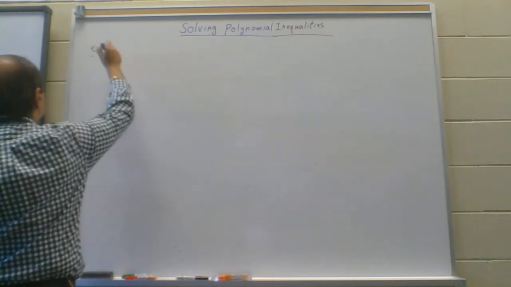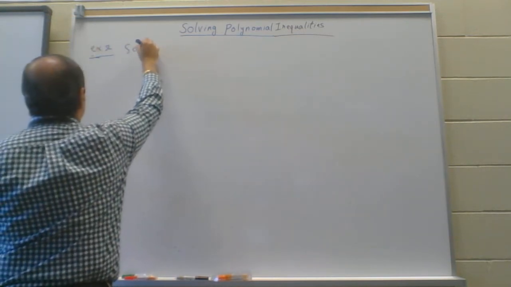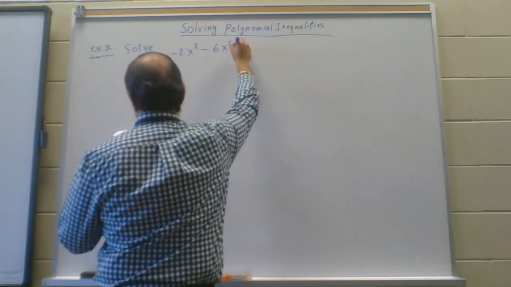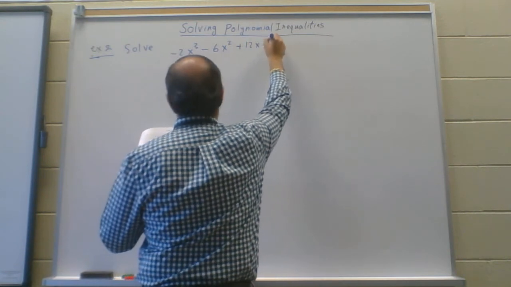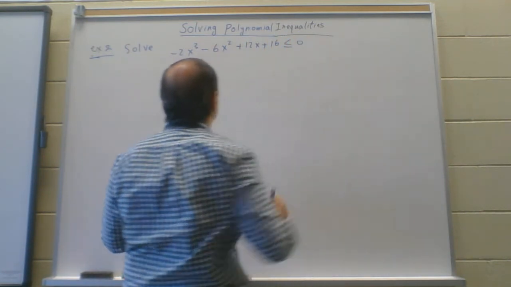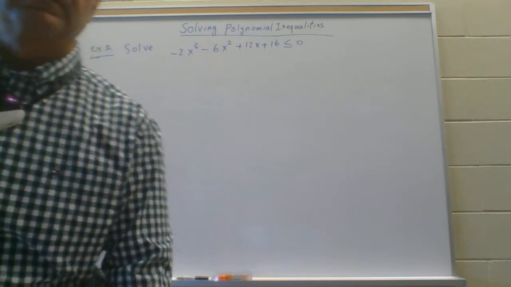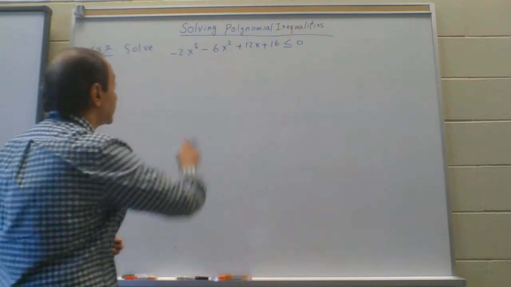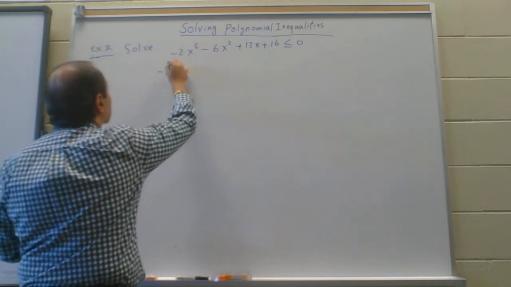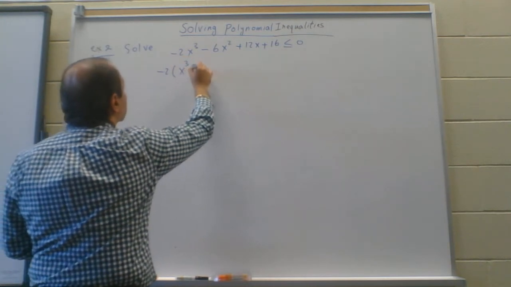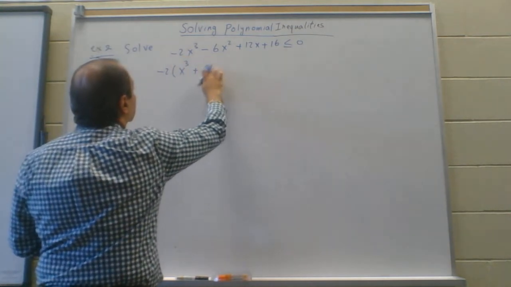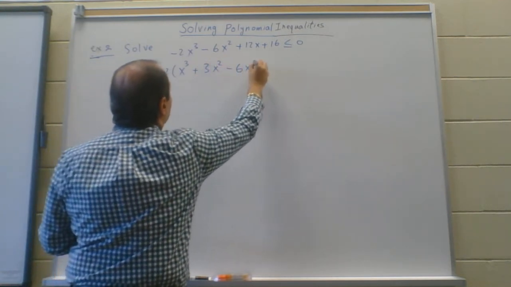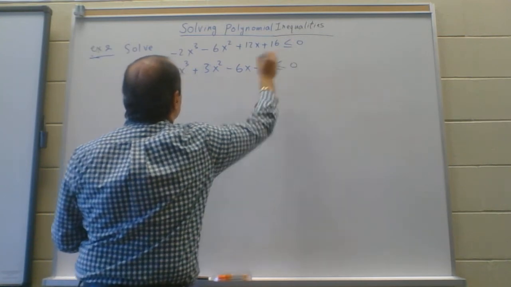Example 2, solve -2x cubed minus 6x squared plus 12x plus 16 less than or equal to 0. The first step of any factoring is to look for common factors. I see that -2 is common, so I factor it out. And that will leave x cubed plus 3x squared minus 6x minus 8, and that's less than or equal to 0.